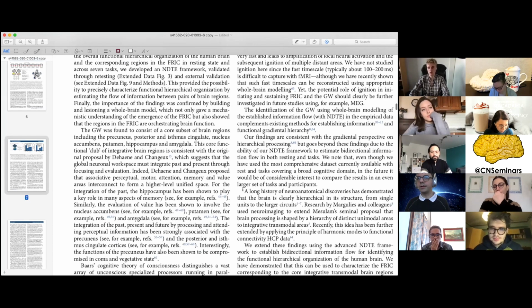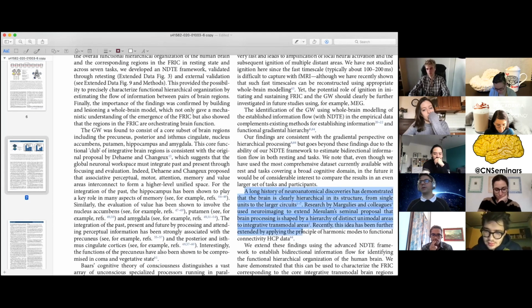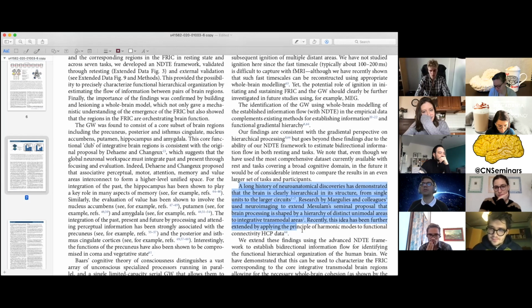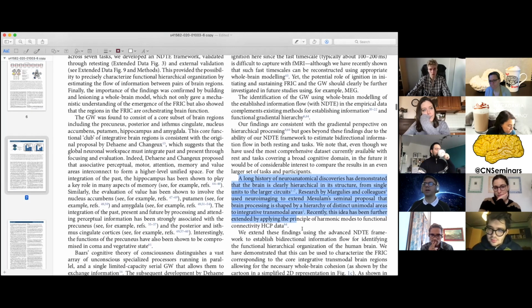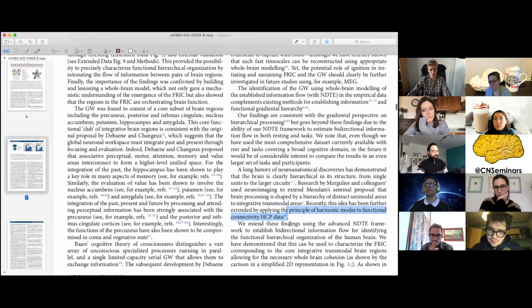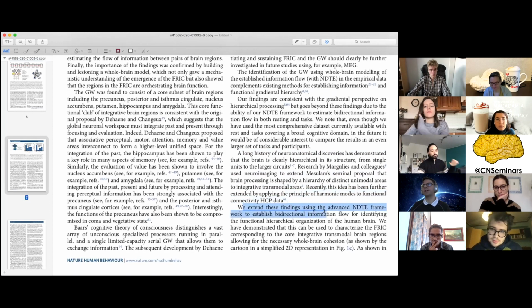I think it's here. Exactly. So a long history of neuroanatomy discovery has demonstrated that the brain is clearly hierarchical in its structure, from single unit to the larger circuits. Research by Margulies and colleagues used neuroimaging to extend Marcel Mesulam's seminal proposals that brain processing is shaped by a hierarchy of distinct unimodal areas to integrative transmodal areas. Recently, this idea has been further extended by applying the principle of harmonic modes to the functional connectivity data. We extend this using the advanced NDTE framework to establish a bidirectional information flow for identifying the functional hierarchical organization of the human brain.